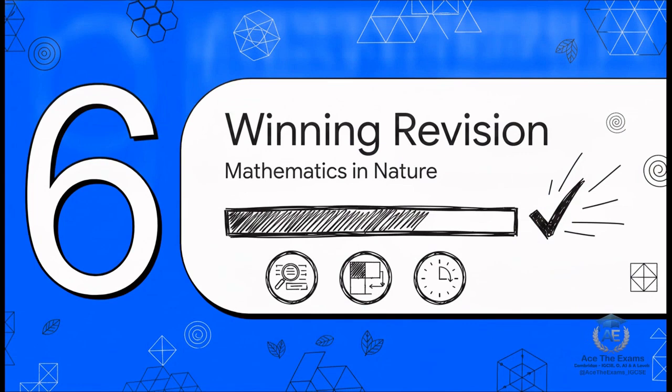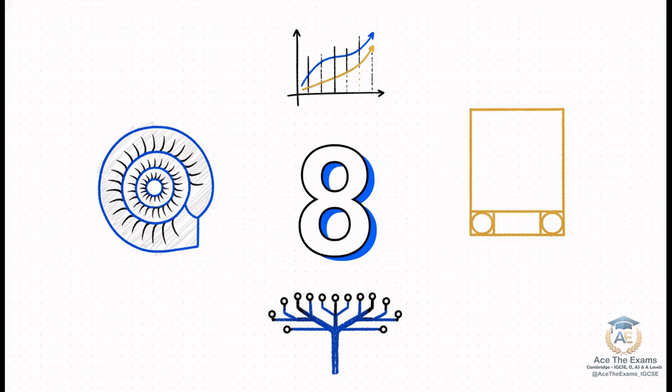Section 6. The winning revision strategy. Mathematics in nature. Okay, we've executed the tactics and assembled the final system. We know the 3 rules that guarantee top marks. 1. Command word decoding. 2. PEEL framework application. 3. The time management matrix of the 2 papers. But remember, while the exam is a strategic game we play, mathematics itself is not just a test on a piece of paper. Consider the sequence on the screen. 0, 1, 1, 2, 3, 5, 8. This is the start of the famous Fibonacci sequence, where each number is the sum of the preceding 2 numbers. It's a beautiful, infinite pattern.